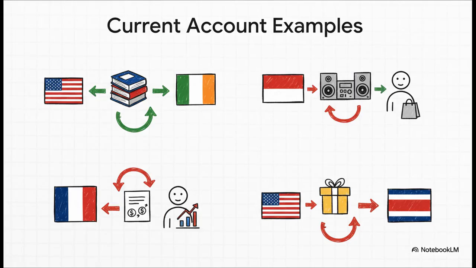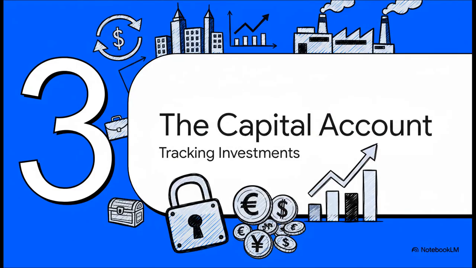And these examples really show how it works. A U.S. publisher sells books to Ireland. That's money coming into the U.S., so it's a credit. JCPenney buys stereos from Indonesia. That's money flowing out, so it's a debit. An American investor gets a dividend from France. That's income from abroad, a credit. And the U.S. giving aid to Costa Rica, that's a one-way transfer out, which makes it a debit. All right, so that's the current account, the day-to-day stuff.